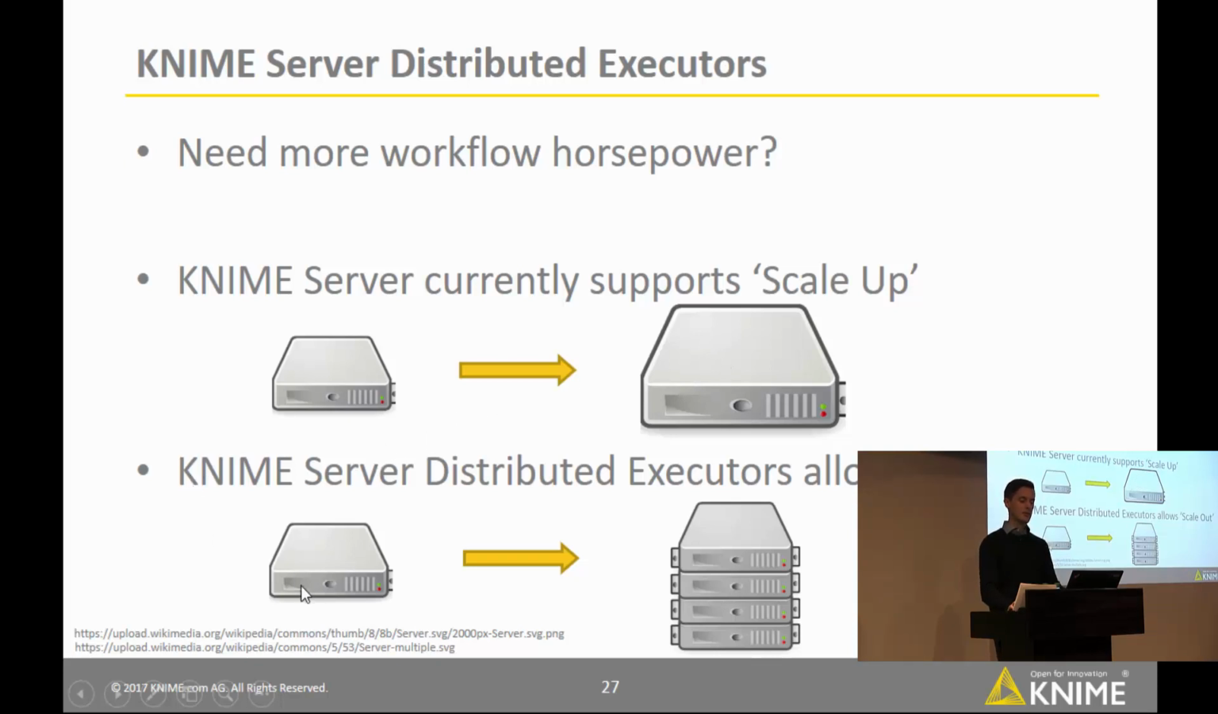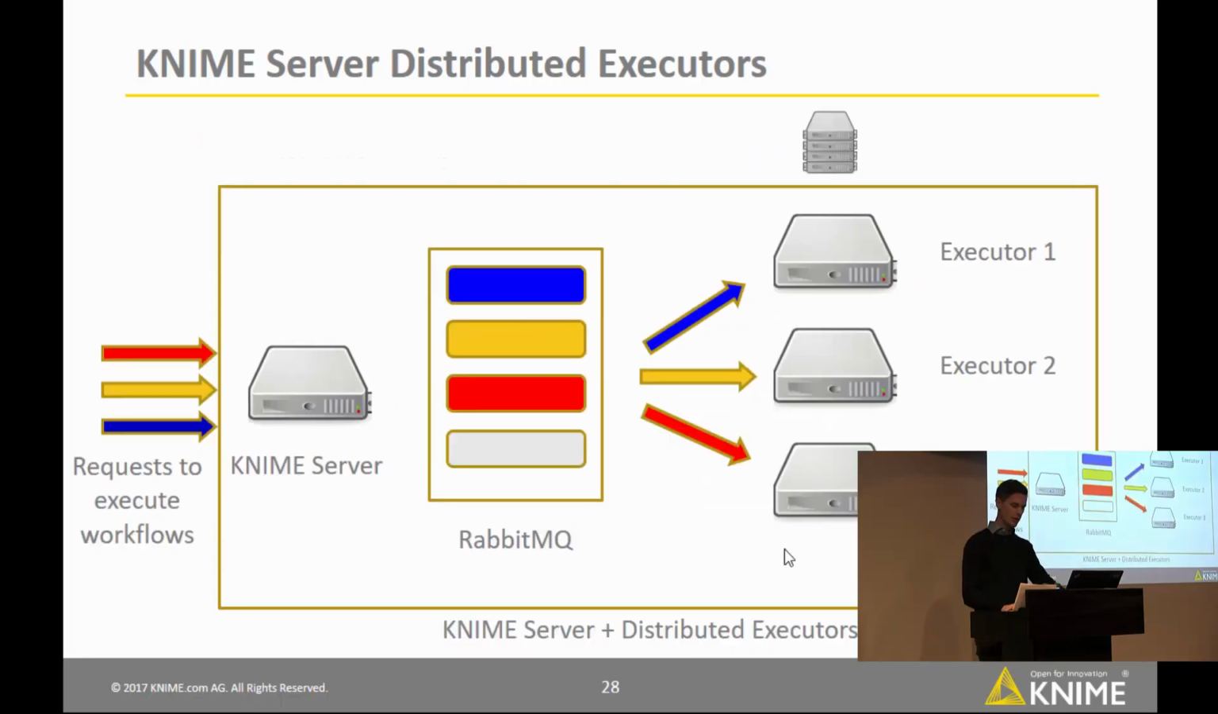But the KNIME Server distributed executors are going to allow you to scale out. So instead of having just one execution mechanism, you can have, in this case, 4. So you've got 4 times the processing power for your workflows. So I just wanted to sketch this out in a bit more detail. You have these parallel requests coming in to execute workflows.